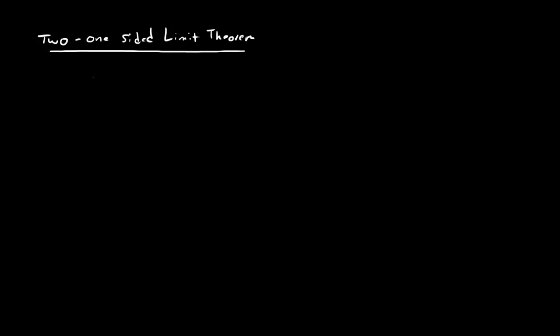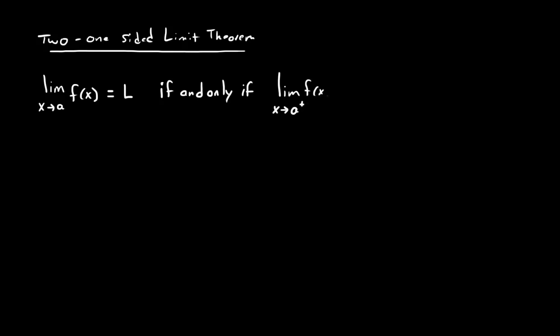Okay, as promised, let's formalize the two-sided limit theorem. This says the limit as x approaches a of f of x will equal some real number L if and only if the limit as x approaches a from the right of f of x equals L, and the limit as x approaches a from the left of f of x also equals that real number L. And that is the theorem.